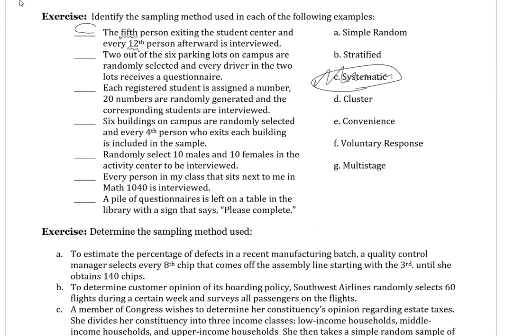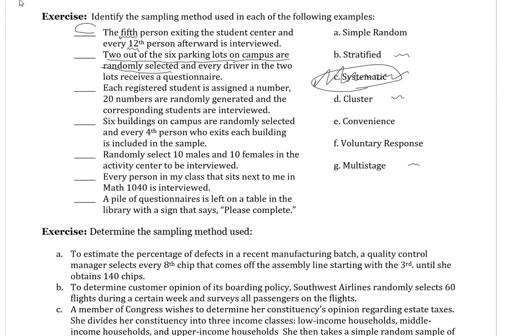So since we've used C, that's off the board. 2 out of the 6 parking lots on campus are randomly selected. Okay, stop right there. 2 out of the 6 parking lots are selected. If we consider parking lots as sections, then that means we're selecting 2 out of the 6 sections. Already, this sounds like either stratified or cluster, or maybe multi-stage.